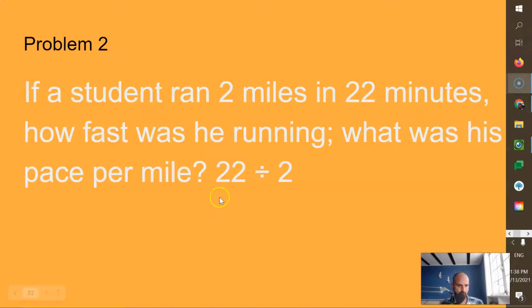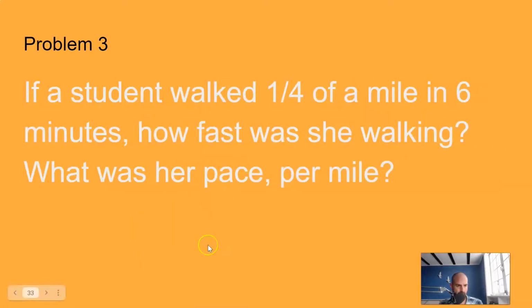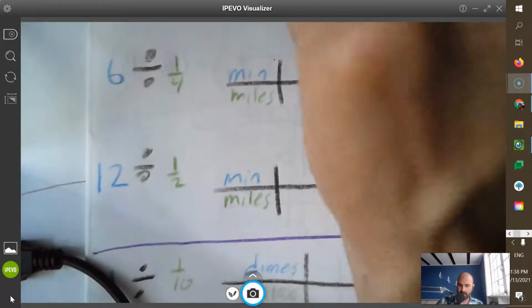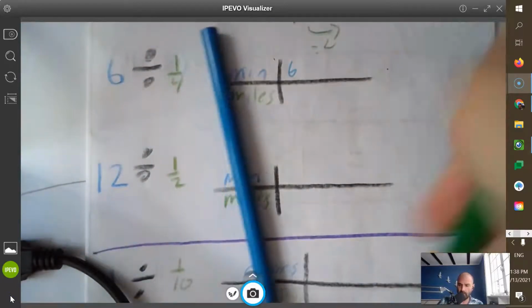Next, problem number 3. If a student walked a quarter of a mile in 6 minutes, how fast was she walking per mile? What was her pace per mile? So this is 6 divided by 1/4. So again, we had 6 minutes and they went 1/4 of a mile.